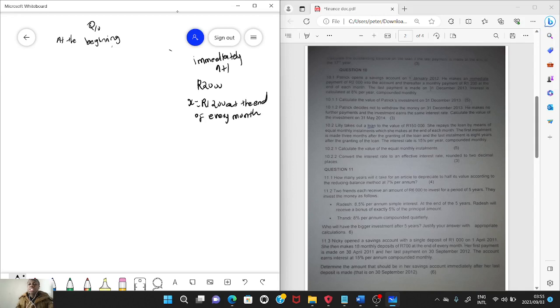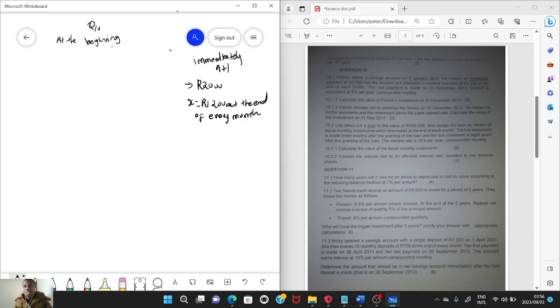I want you to know something on this scenario. They're saying Patrick opens an account and he puts 2,000 immediately. This 2,000 that has been put immediately is not our monthly payment. It's not our monthly installment. Therefore, it's not part of the annuity. I'm saying this 2,000 rands is not part of the annuity.